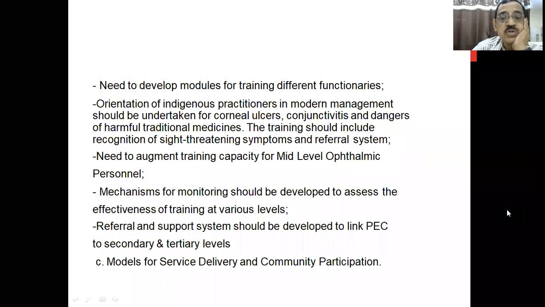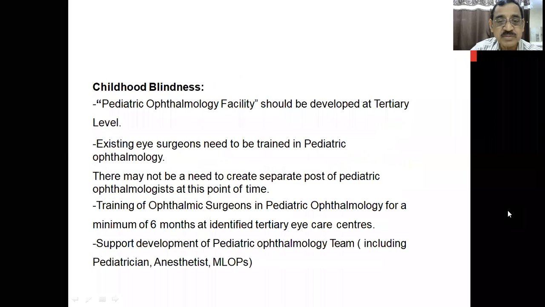Need to develop modules for training different functionaries. I don't think it's necessary for you people.